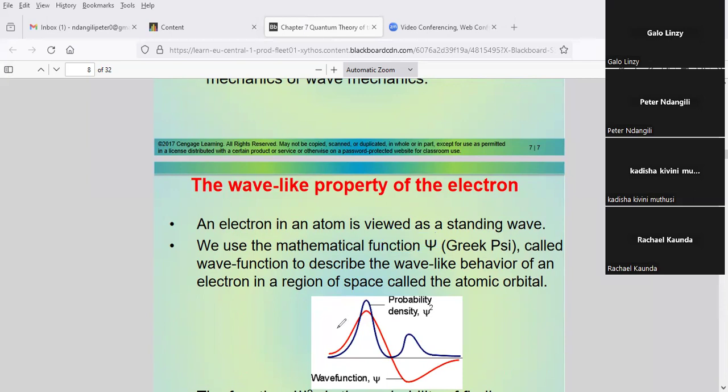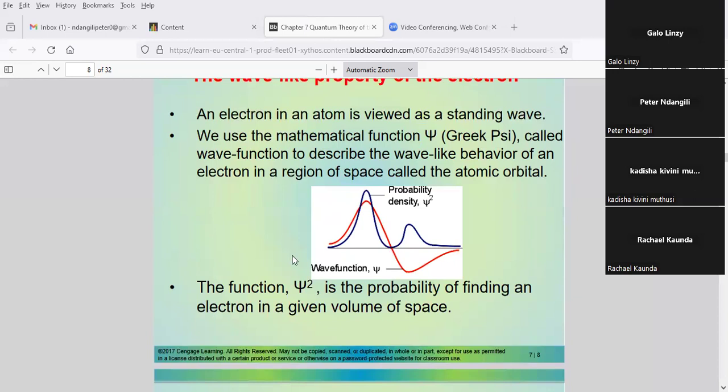And the graph that you can see here is that of a wave function. You can see that we have drawn two wave functions. One is that of probability, and the other one is of probability density. The red one is for psi, the blue one is for psi squared. And we are interested in the one for psi squared because it is the one that gives us the probability of finding an electron within a given region of space.